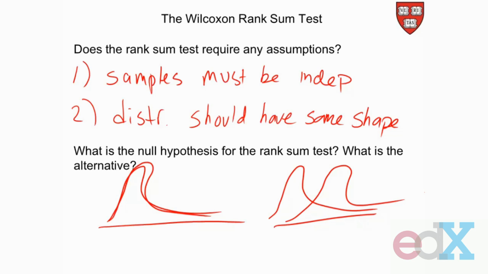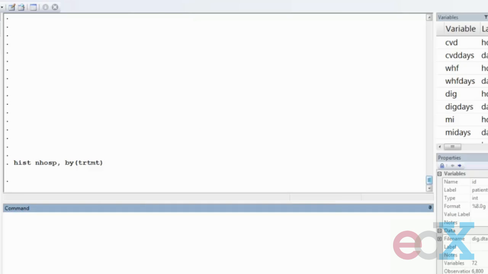Now let's go to Stata and perform a rank sum test. Let's use alpha equals 0.05. Let's go ahead and perform this test. The command in Stata is very simple. It's just ranksum, one word. So type in the following command: ranksum NHOSP, by treatment.